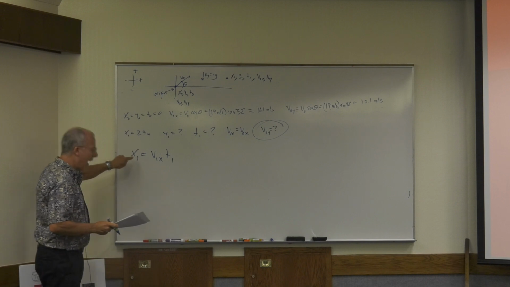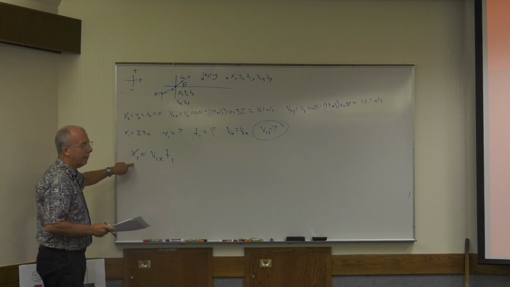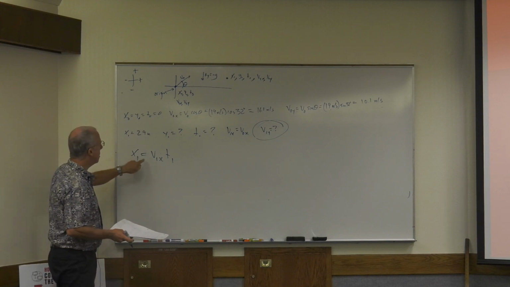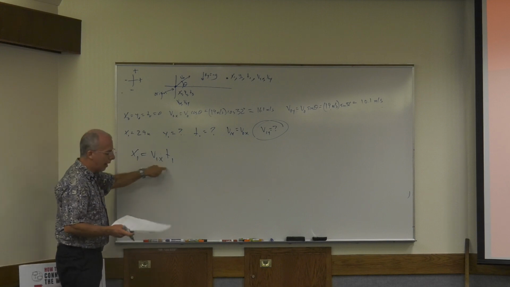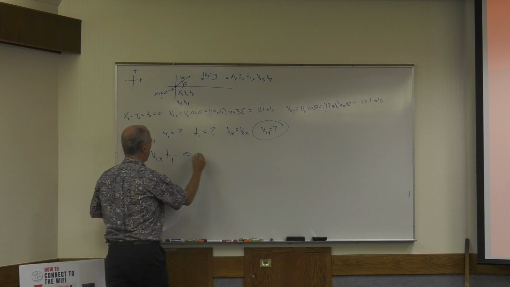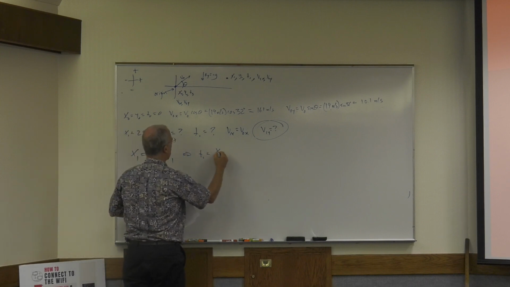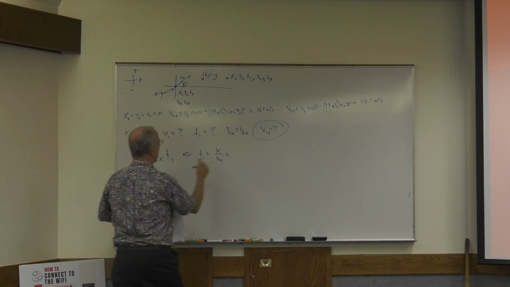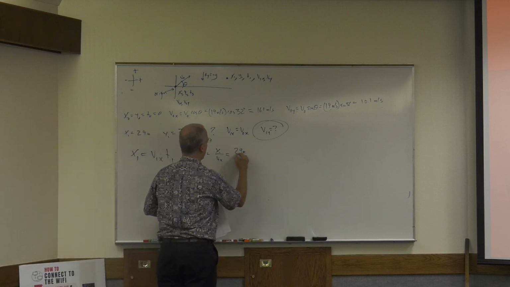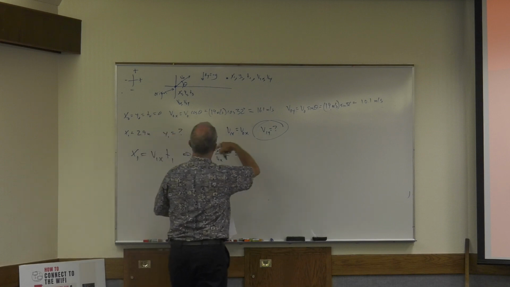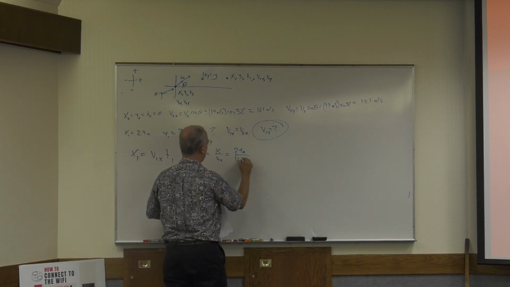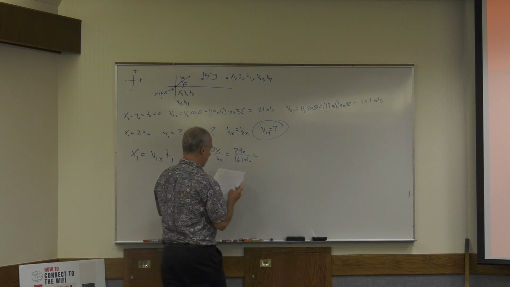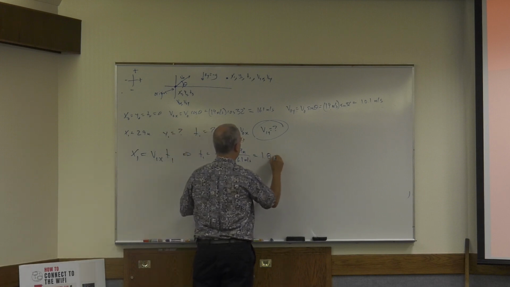But look, it's x, it's not y. Sometimes for some problems you'll use y. So it's the horizontal distance equals the horizontal speed times the time. Therefore, the time equals the horizontal distance over the horizontal velocity. So x1 is 29 meters, v1x is 16.1, and that is 1.8 seconds.